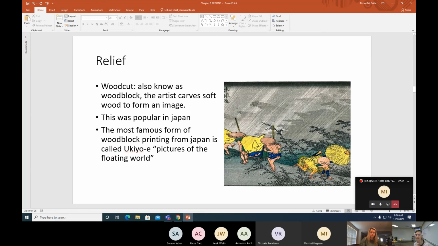Okay, so our first relief is a woodcut, also known as a wood block print. Once again, it was very, very popular in Japan, specifically during a period of time called the ukiyo-e period. Ukiyo-e literally translates to pictures of the floating world, and it's just scenes of everyday life.